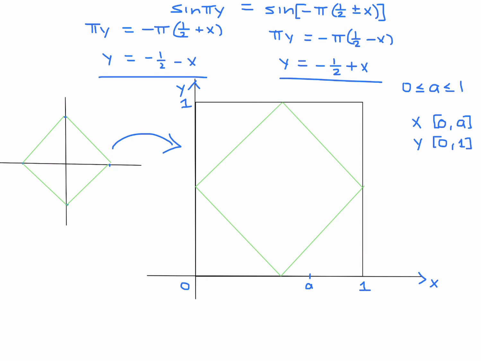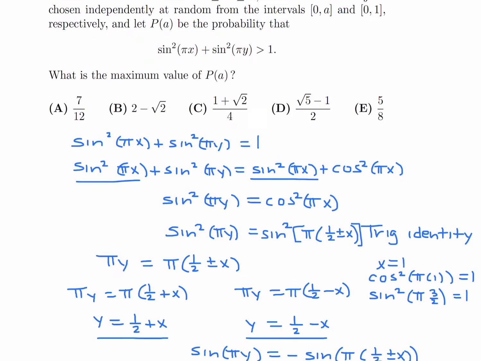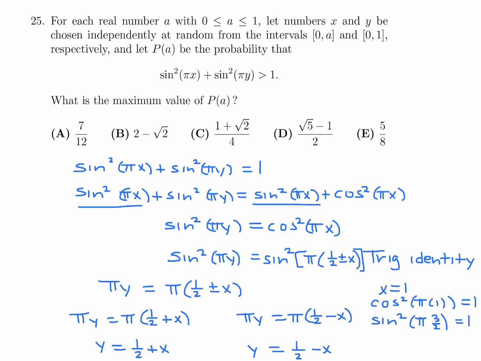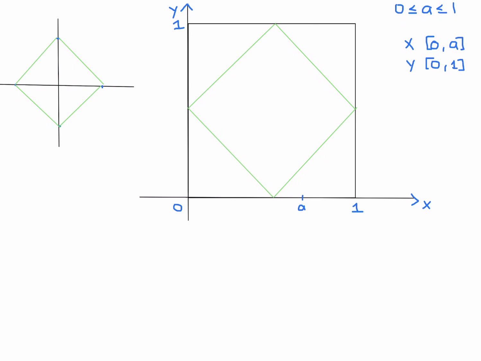Now we have to start talking about that P of A, that whole thing that they were discussing. P of A is the probability that that equation happens, the probability that this is greater than 1. Now it will be greater than 1 if it has values inside the shape. So if you don't believe me, we can look at this. It's sine squared pi x plus cos squared pi y, and we want it to be greater than 1. Well, it's got to be inside that shape.